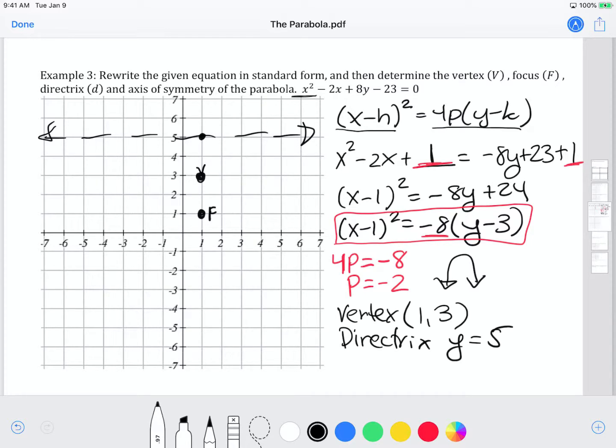And now to figure out how wide it opens so that I can draw this, I'm going to come out a distance of 2p in either direction from the focus point. Since p is negative 2, when we're talking about distance, I'm going to ignore the negative. 2 times 2 is 4. So I'm going to come out a distance of 4 from the focus in either direction. 1, 2, 3, 4. 1, 2, 3, 4. And then that will tell me how wide it opens. And then if we want to see if we've got the points right, we could plug in these 2 points here and check it in our equation.